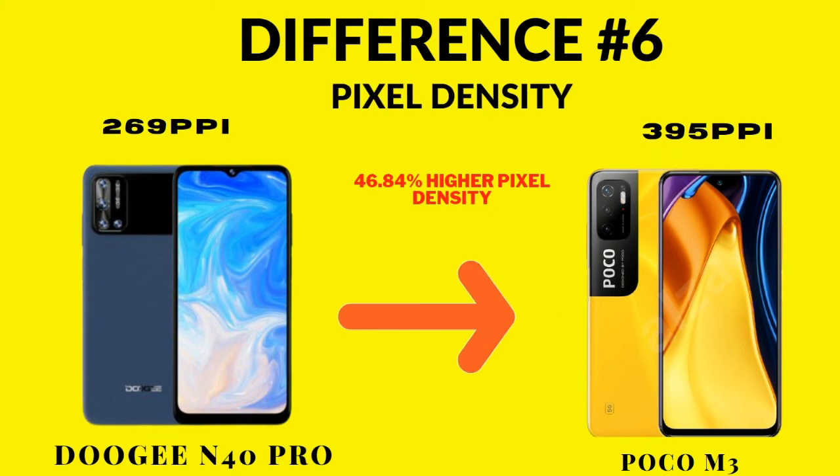Moving on to difference number 6, pixel density. Doogee N40 Pro has a pixel density of 269 ppi, whereas Poco M3 has a pixel density of 395 ppi. So this makes Poco M3 46.84% higher pixel density phone than the other one.